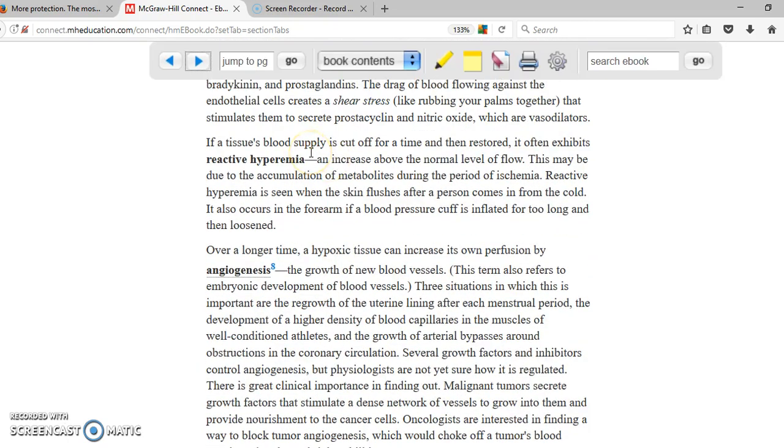Since you increase, obviously, the amount of blood that is going to be in that area because you're going to produce vasodilation, a lot of times that's called reactive hyperemia. Okay.